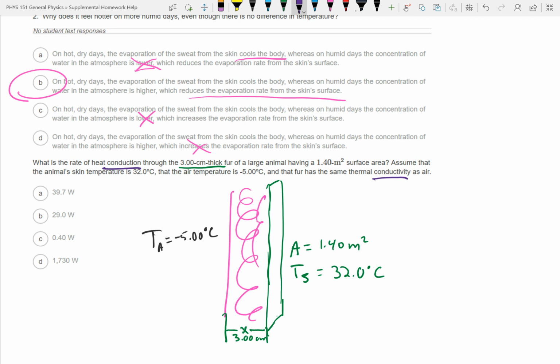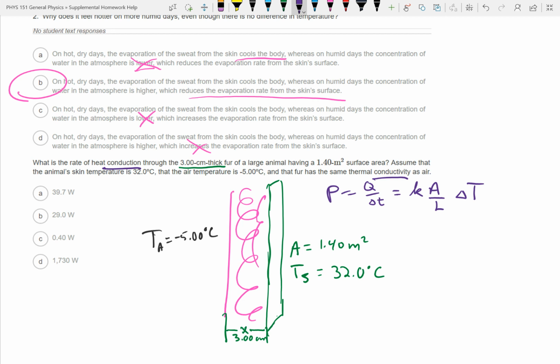So for that, we have power, which is the heat over change in time, equal to K, completely different K. Now it's the thermal conductivity, times the area, divided by the length, multiplied by the temperature difference. Of course, this equation is going to be on your equation sheet. You don't have to have it memorized, but you have to know how to use it.